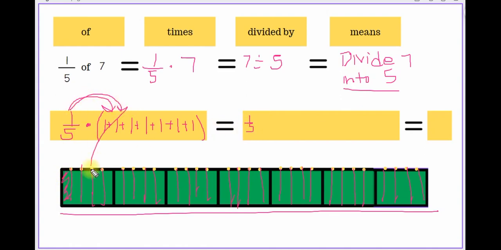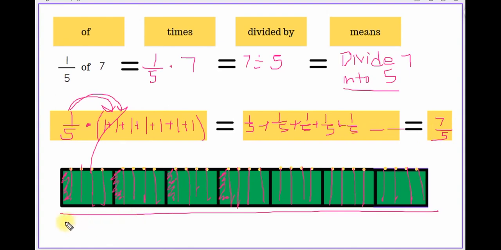If I take 1/5 of 1, class, 1/5. And 1/5 of 1, class, 1/5. And 1/5 of 1, 1/5. And 1/5 of 1, 1/5. And we would continue to do that for the entire bar until we got 7 of those. So then students would say 1/5 plus 1/5 plus 1/5 plus 1/5, keep going, equals, class, 7/5.